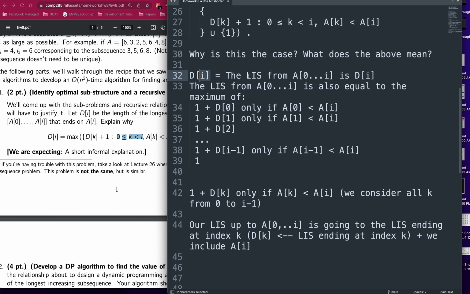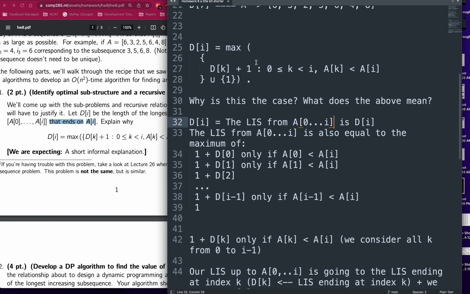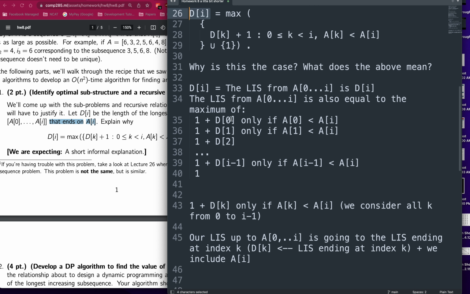Because again, di is supposed to be the longest increasing subsequence from A0 to I. You'll notice here we also defined di as the longest increasing subsequence from A0 to I that ends at Ai. This is actually important: it ends at Ai. So di is a subsequence that has to end at Ai. So it's basically 1, because we have to include Ai, plus we're trying to figure out where the previous element comes from.